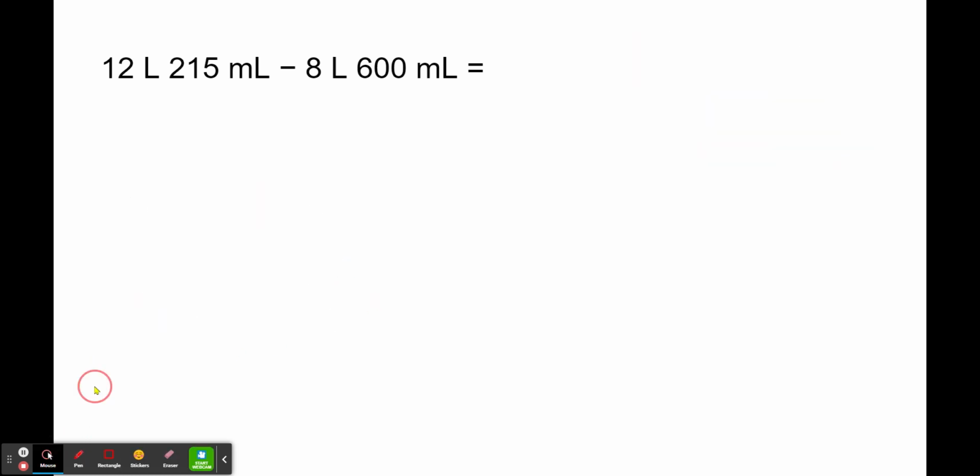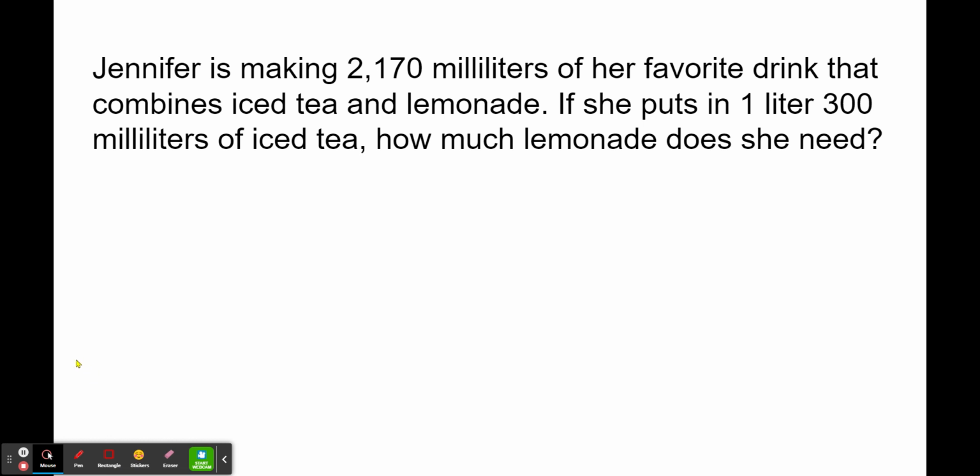Okay. All right, we're going to do this one more time, but we are actually going to go ahead and do this with a word problem. So Jennifer is making 2,170 milliliters of her favorite drink that combines iced tea and lemonade. If she puts in 1 liter, 300 milliliters of iced tea, how much lemonade does she need?